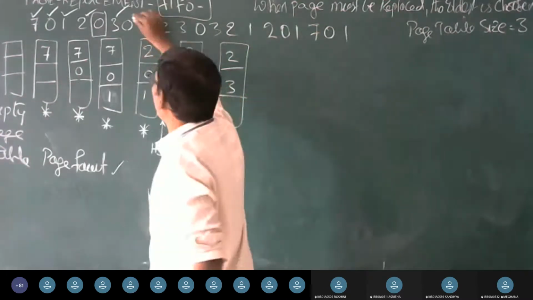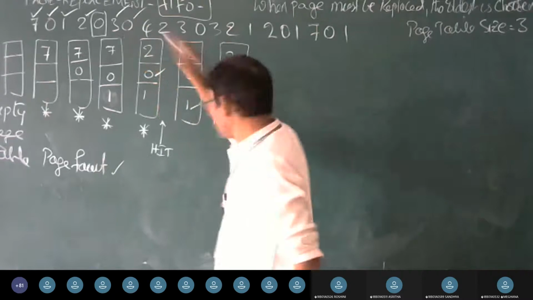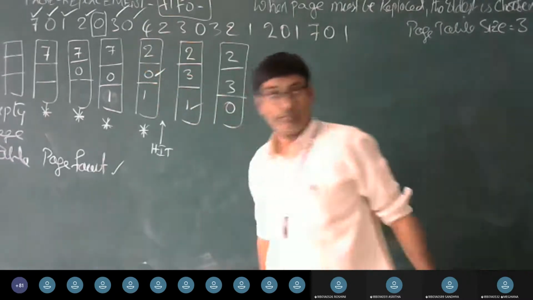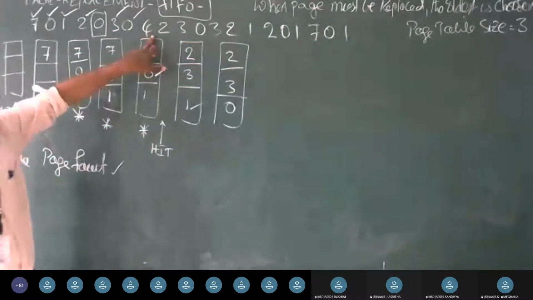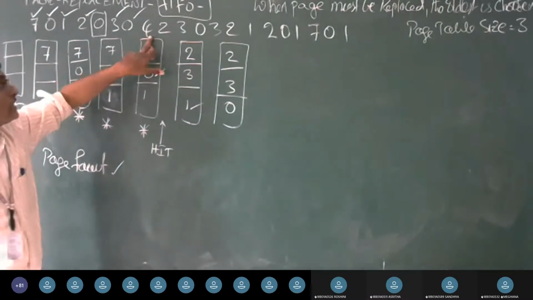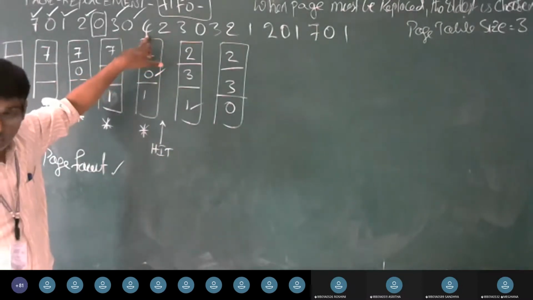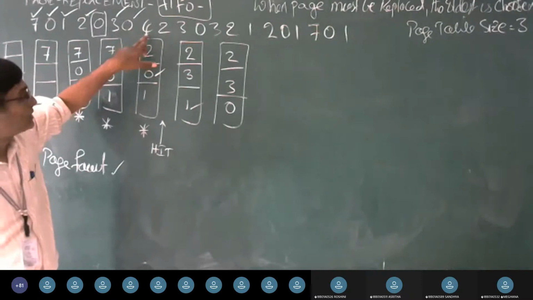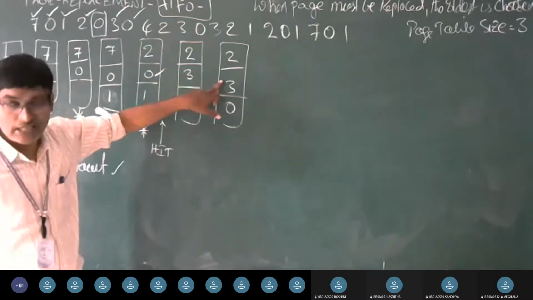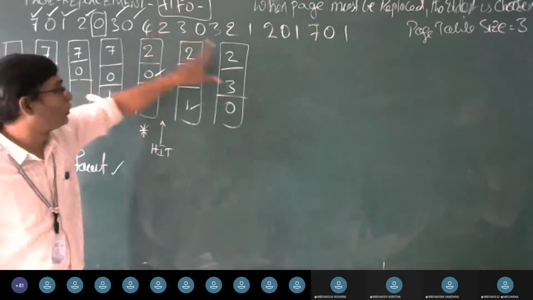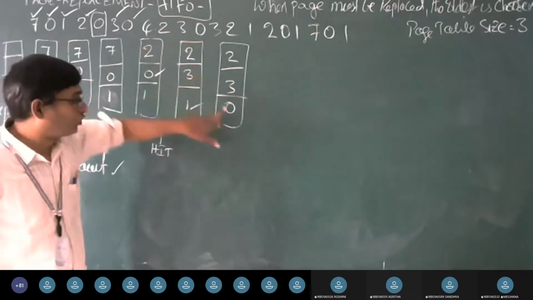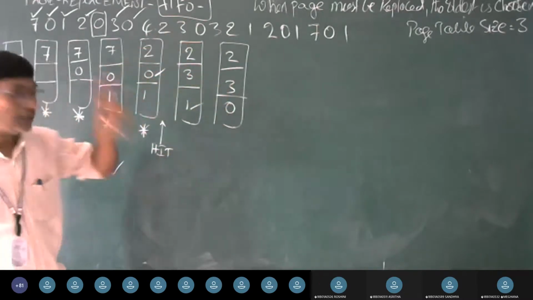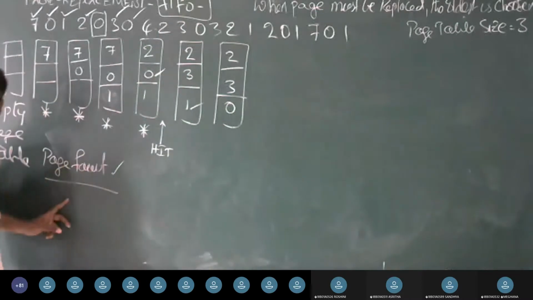3. Now, take up this 0 here. Take up the 0 again. Next one. Fine. Now 4 is a page which is needed by the CPU, and it is going to be searching in the page table. Is 4 equal to 2? No. Is 4 equal to 3? No. Is 4 equal to 0? No. That means page fault has been raised.